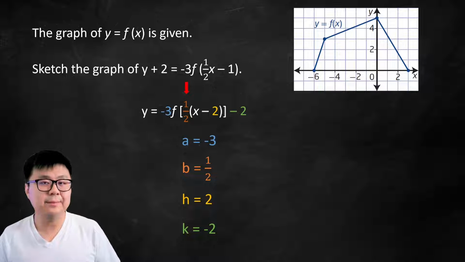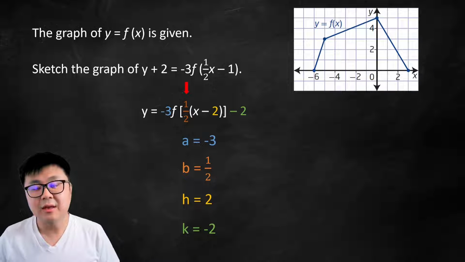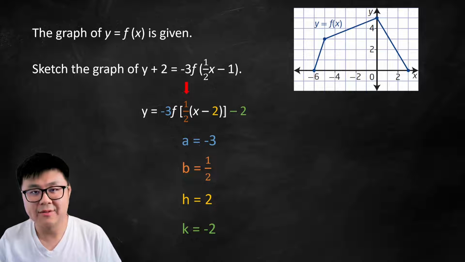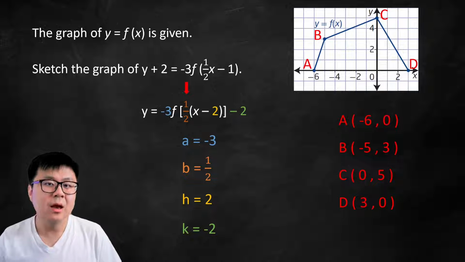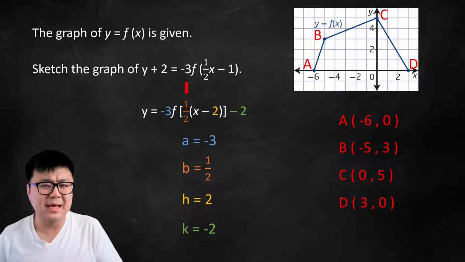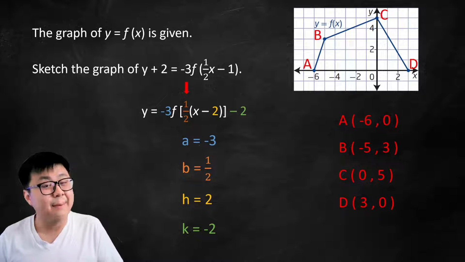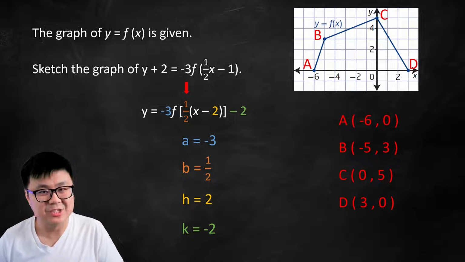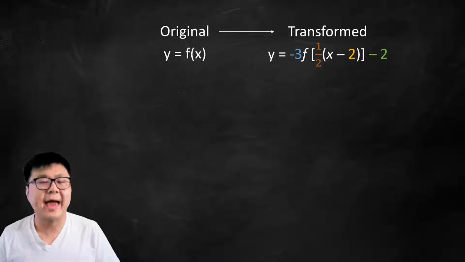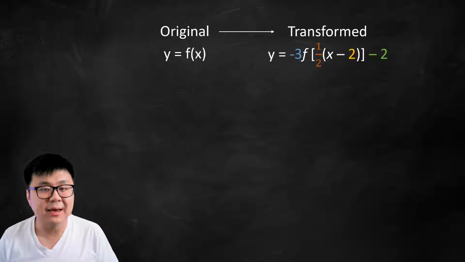Once you have your a, b, h, and k down, then you want to find a few points on the original function. So we have here point A, point B, point C, and point D. I just arbitrarily use the letters A, B, C, D, but try to use the capital version of these letters because otherwise it might get confusing with your a, b, h, and ks.